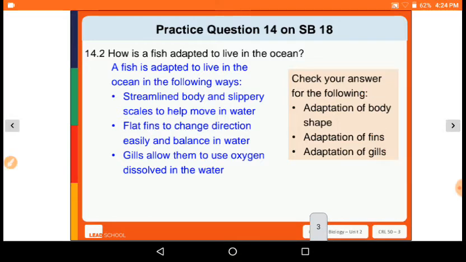So first I will write: a fish is adapted to live in the ocean in the following ways. First, a streamlined body and slippery scales to help move in water. Next, flat fins to change direction easily and balance in water. And the last one is gills, which allow them to use the oxygen that is dissolved in the water.